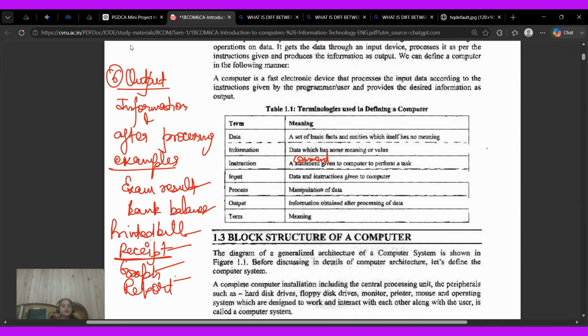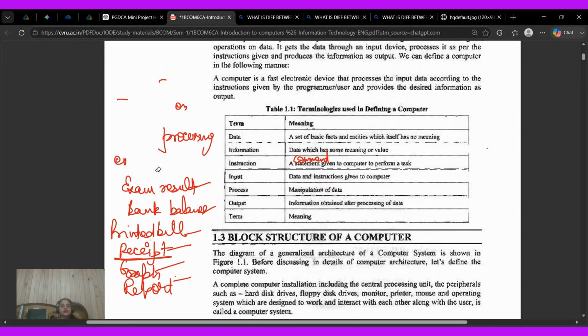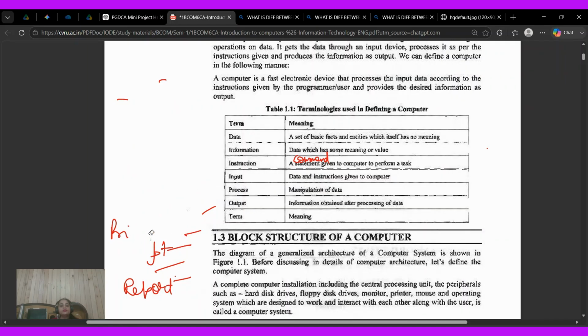Now you understood the terminology. No one will explain this meaning to you. More or less, they will just read the definition and tell you: a computer is a fast electronic device that processes the input data according to the instructions given by the programmer and provides the desired information as the output. No one will tell you in detail as I'm telling you.